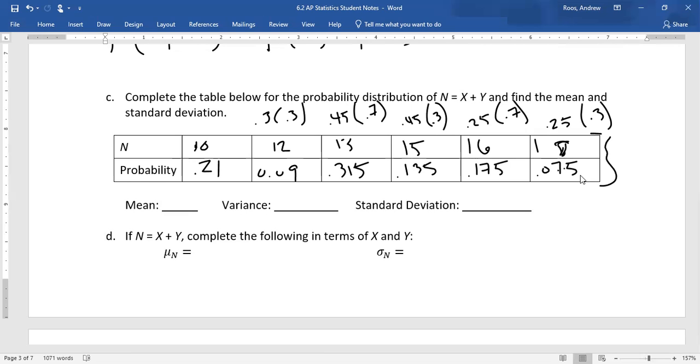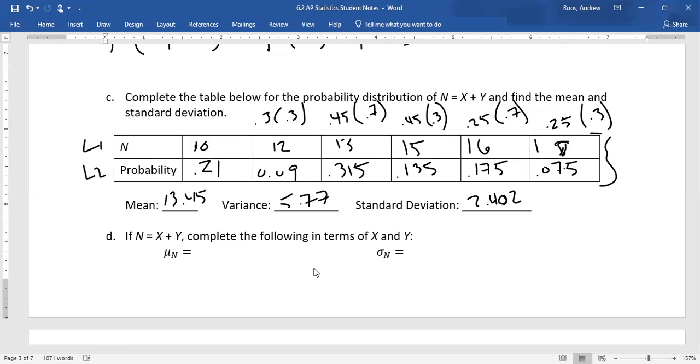All right, so now if we took this table, again, L1, L2, one of our stats, we'd get a mean of 13.45, a variance of about 5.77, standard deviation of about 2.402.